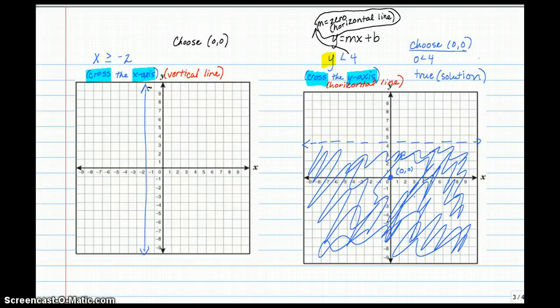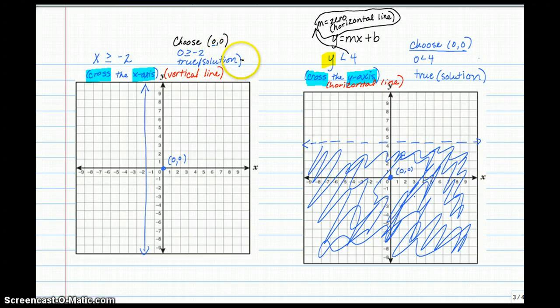Now we need to determine whether we're going to shade to the right or to the left of this vertical line. We're going to use 0, 0. I like students to at least plot the point so they can see it. So we're going to substitute in the x value that's 0. So 0 is greater than or equal to -2. That is true, which means that it is a solution.